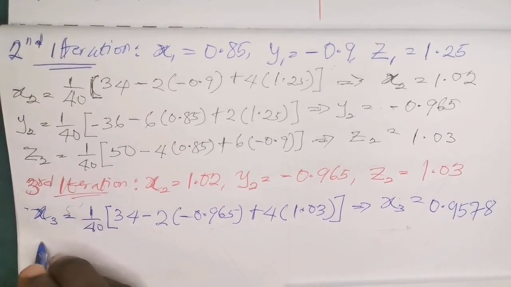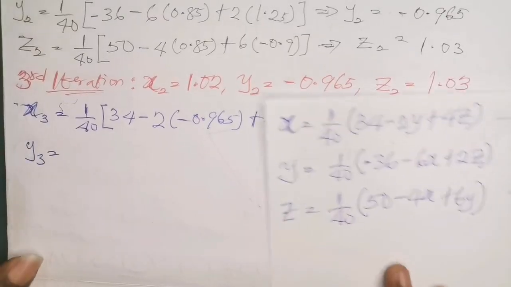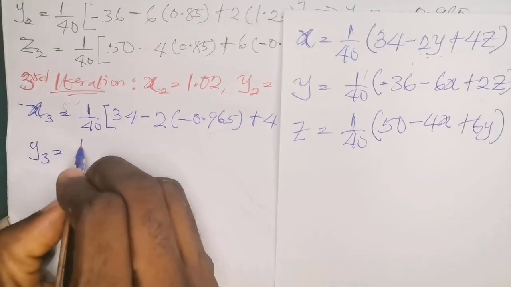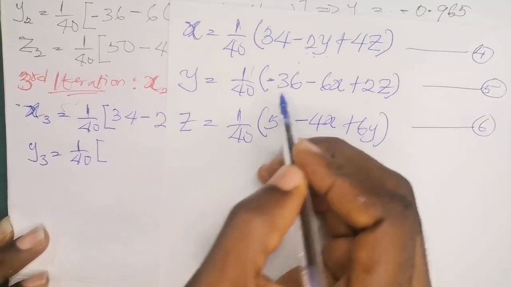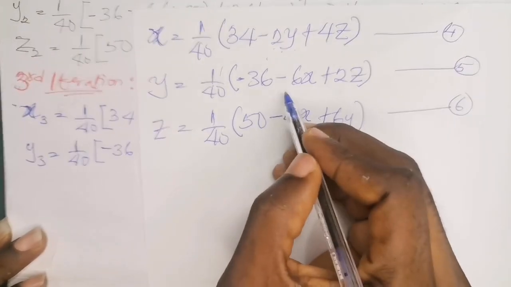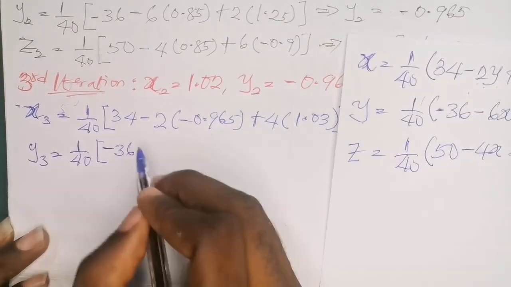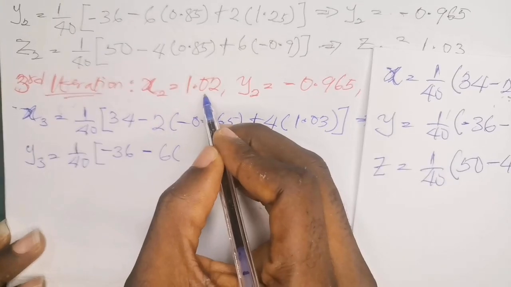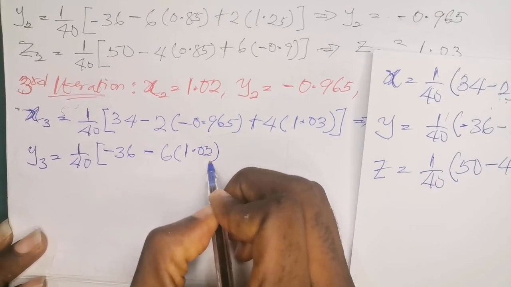So y3 is going to be equal to, so the equation for y is simply again 1 over 40. So we have 1 divides 40 multiplying by, I have here negative 36. So minus 36. Again, I have minus 6x. X now becomes x2 since we're on the third iteration. So this is minus 6 times x2. X2 itself gave us 1.02. So 6 times 1.02.